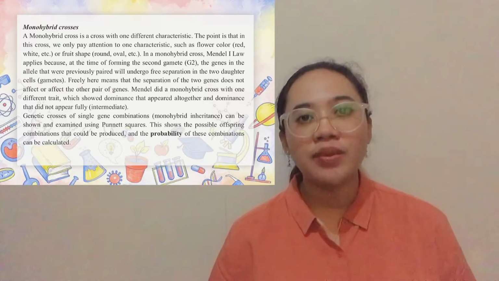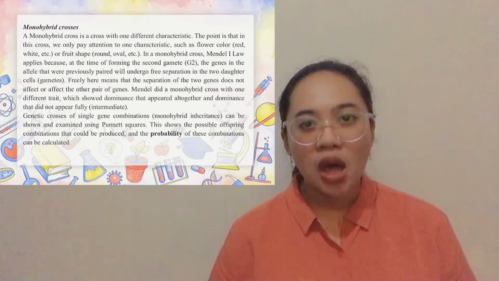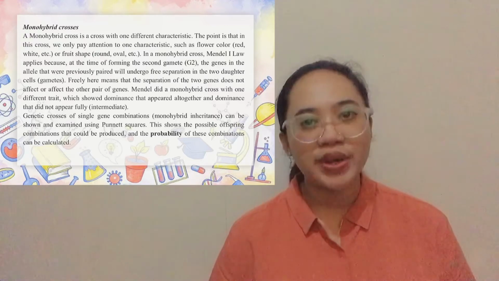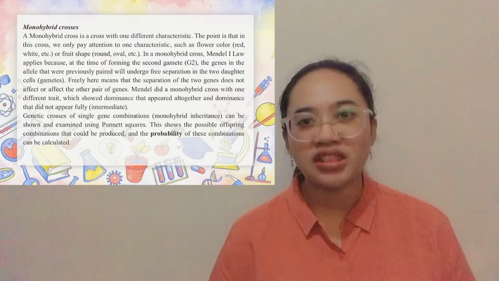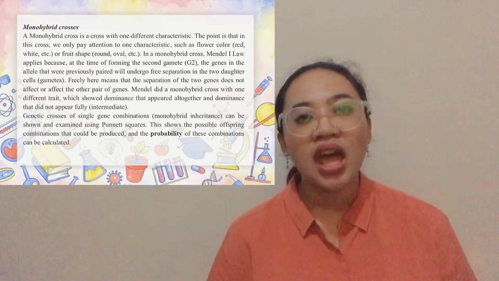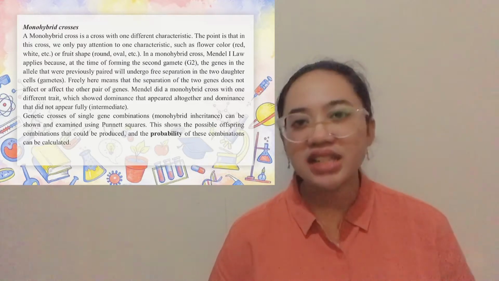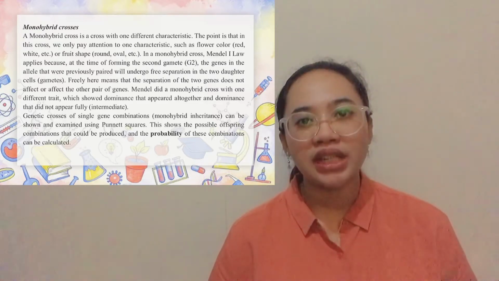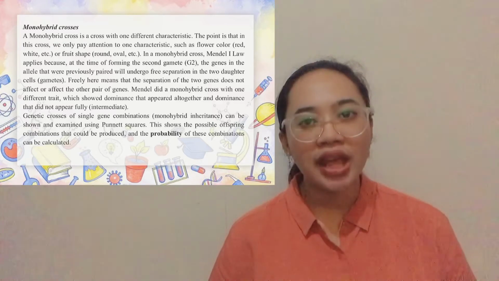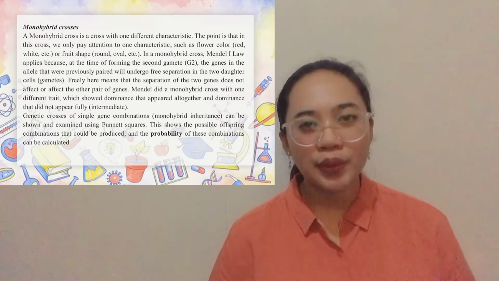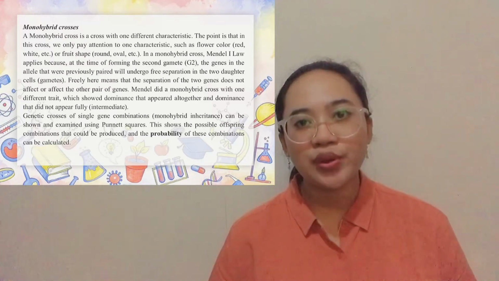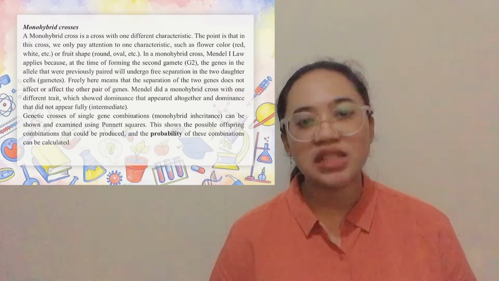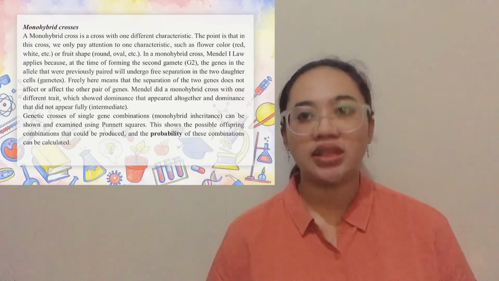Mendel did a monohybrid cross with one different trait, which showed dominants that appear altogether and dominants that did not appear fully, or intermediate. Genetic cross of single gene combination, monohybrid inheritance, can be shown and examined using Punnett squares. This shows the possible offspring combinations that could be produced, and the probability of each combination can be calculated.